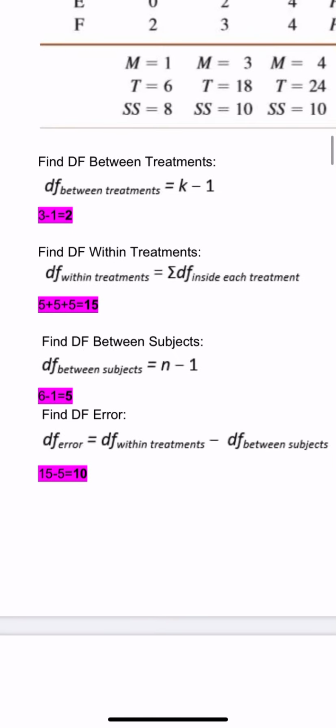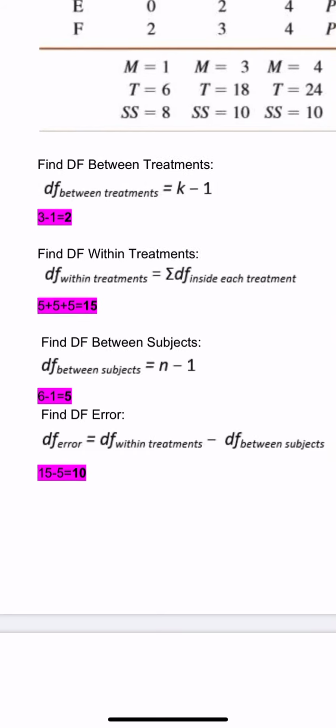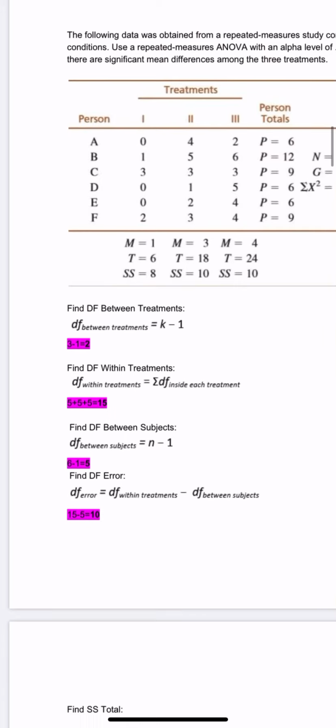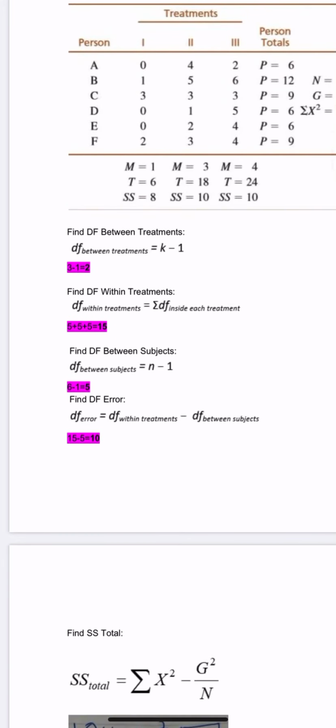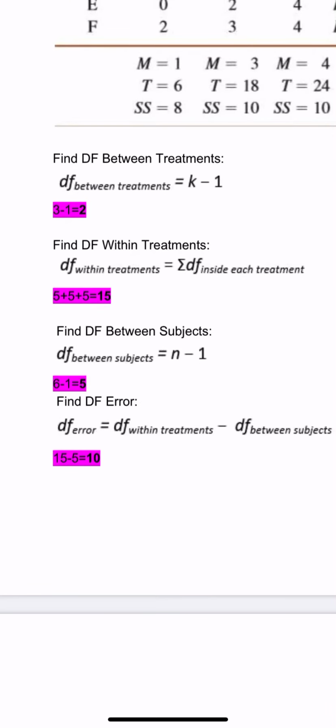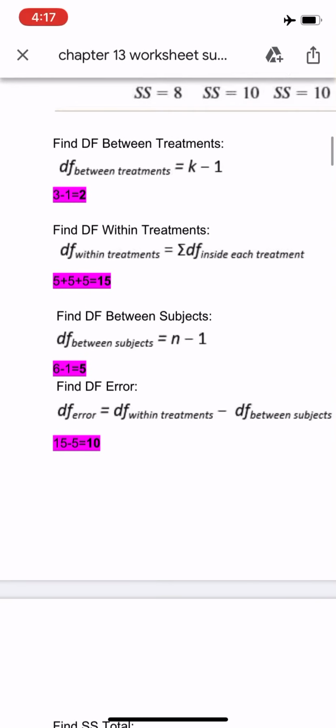So degrees of freedom between treatments is k minus 1. There are 3 treatments, 3 groups, okay? Between treatments, between groups, right? You'll hear me say them both when I lecture because they mean the same thing, right? Between treatments, between groups, they're the same thing. So k minus 1 is number of groups minus 1, or number of treatments minus 1. 3 minus 1 is 2.